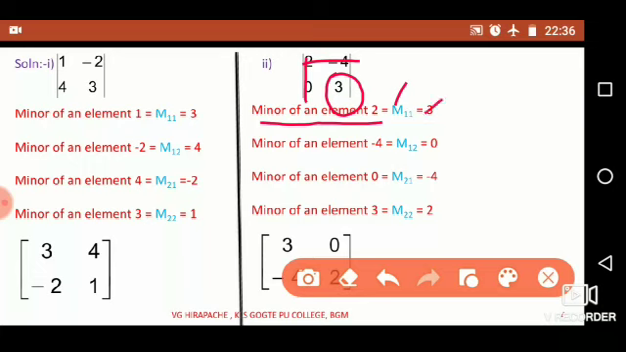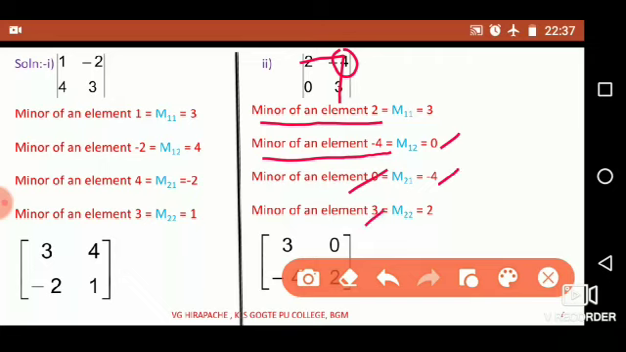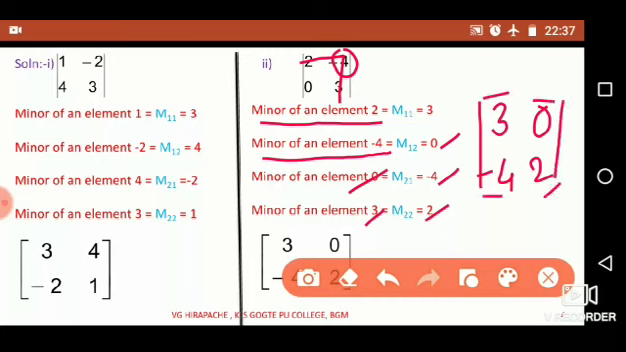The minor of 2 is 3. Likewise, the minor of minus 4 will be, deleting the row and column consisting minus 4, therefore the minor of minus 4 is nothing but M12, which is nothing but 0. Likewise, the minor of 0 is minus 4. The minor of 3 is 2. Therefore, here we have a determinant containing the minors of each element of the first row and second row, respectively 3, this is the minor of 2, the minor of minus 4 is 0, the minor of 0 is minus 4, and the minor of 3 is 2. Or you can write in the form of a matrix.